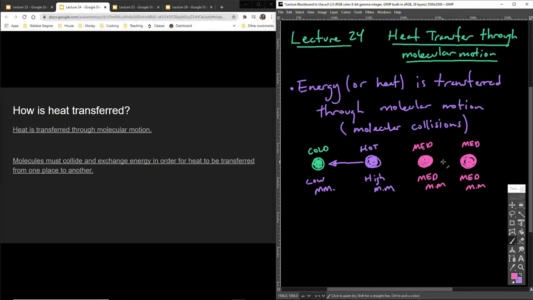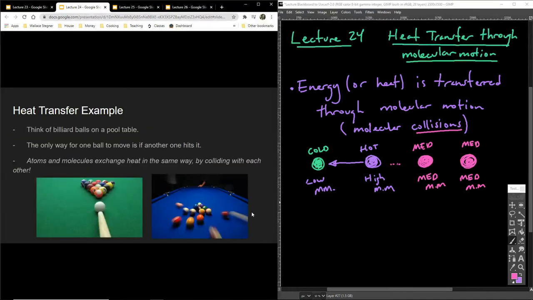So after they collide over and over again, eventually they'll both have the exact same molecular motion. They'll have the exact same energy. But the only way they can do that is if they collide with each other. You have to have these things called molecular collisions. That's what's going on all the time, like in a gas or a liquid. There are molecules constantly bouncing into each other and off of each other, and when they do so, they're either absorbing energy from each other, emitting energy, or just exchanging energy from one molecule to the other.